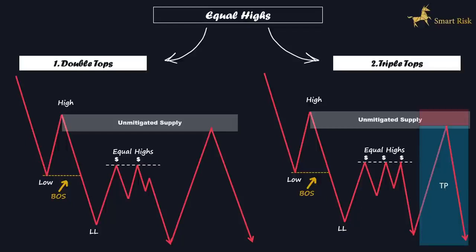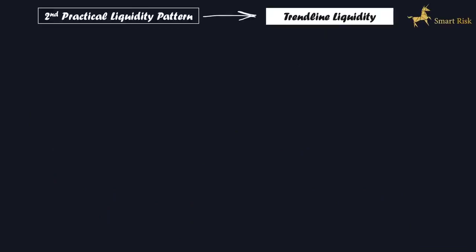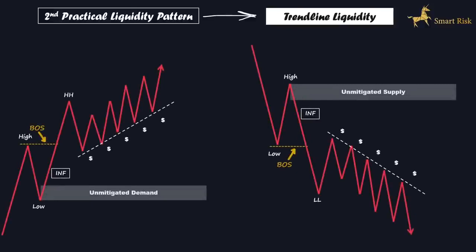reaching a point of interest, there's a strong likelihood that the price will use that zone as a source of liquidity to drive its momentum. Now, let's move on to the second practical liquidity pattern that we should consistently look for in the market: trendline liquidity. Let's start with the bullish scenario.